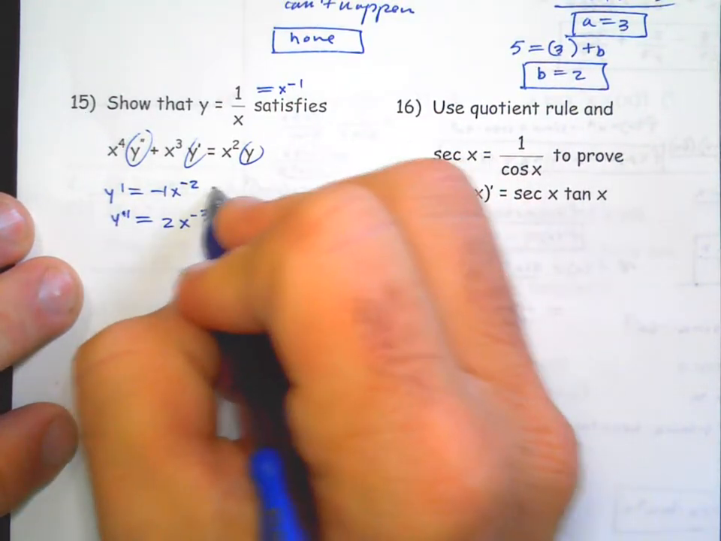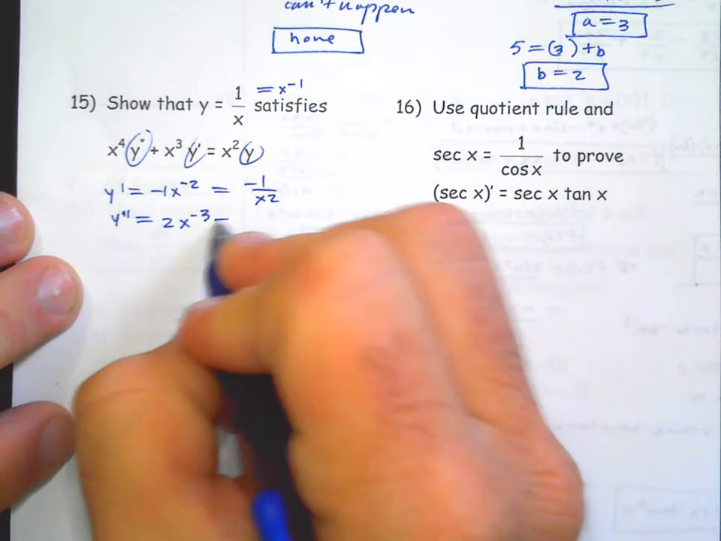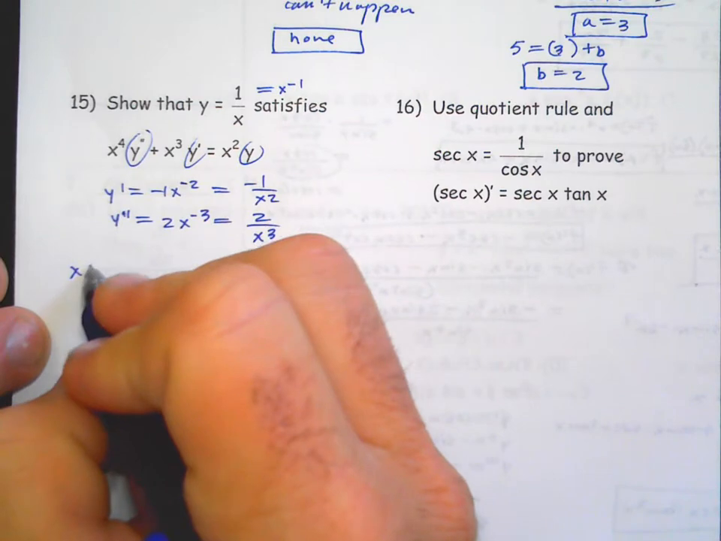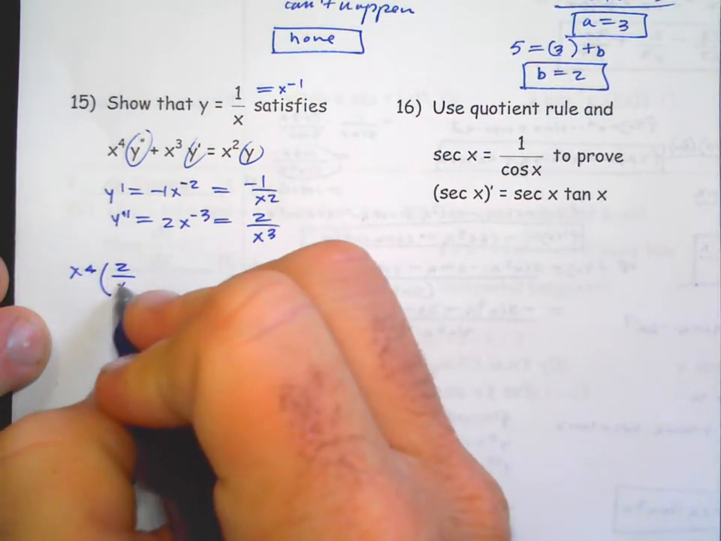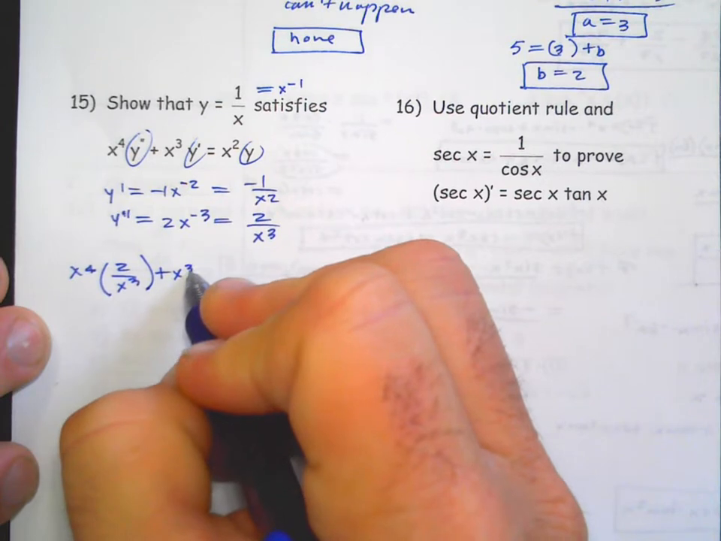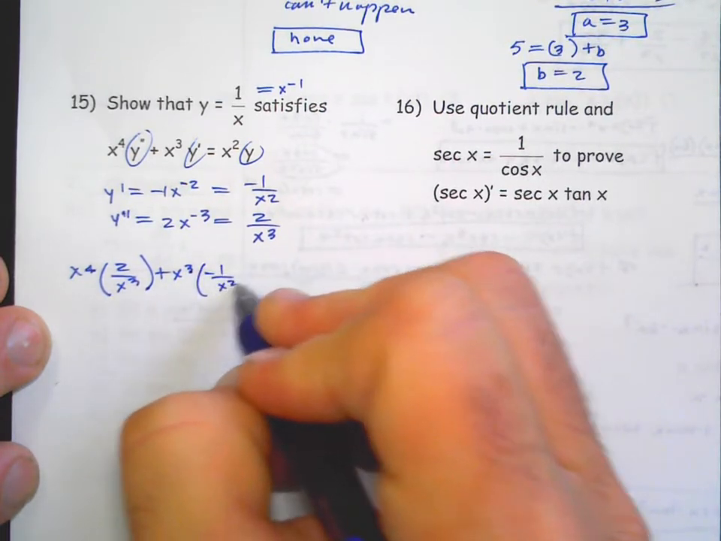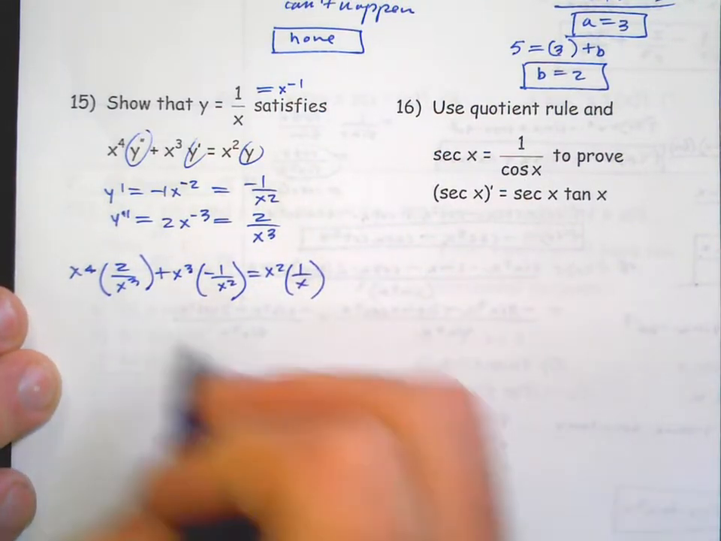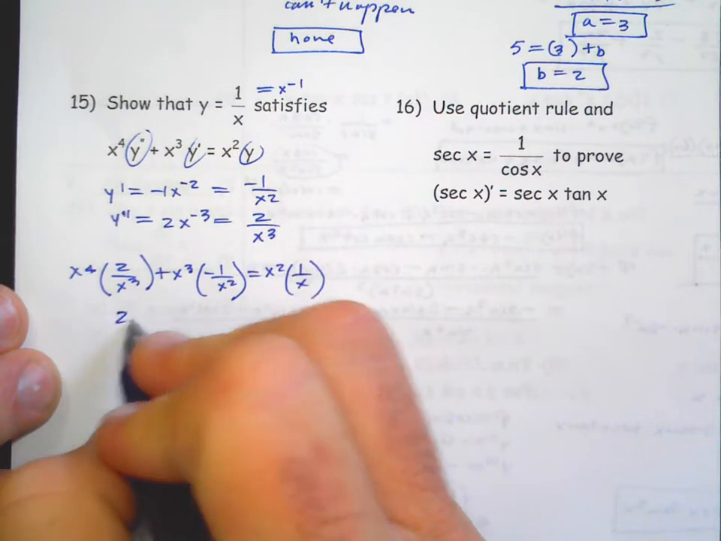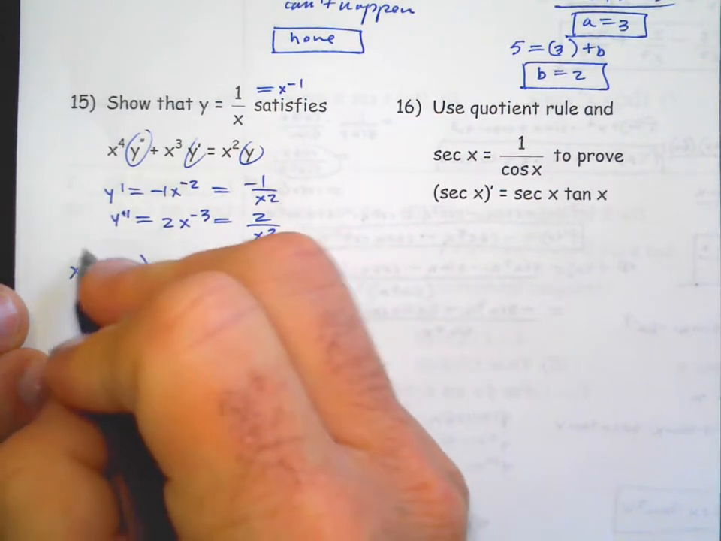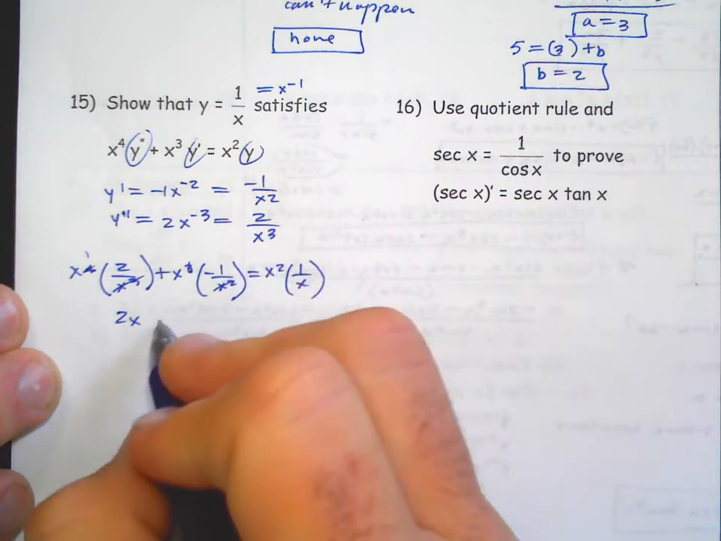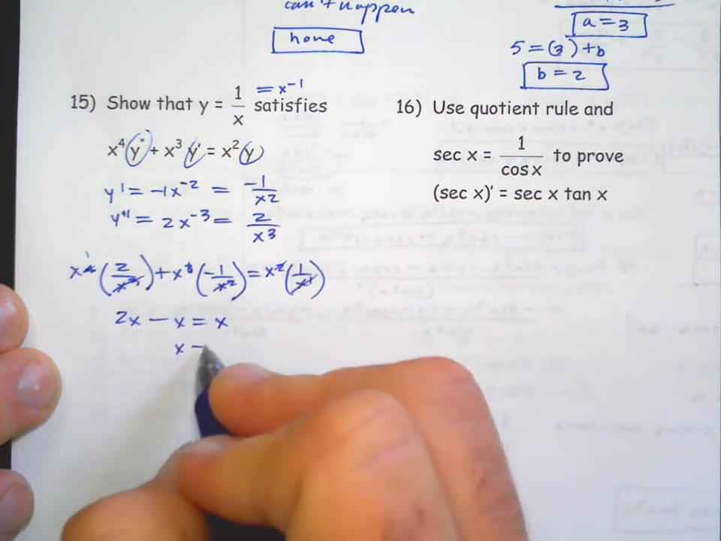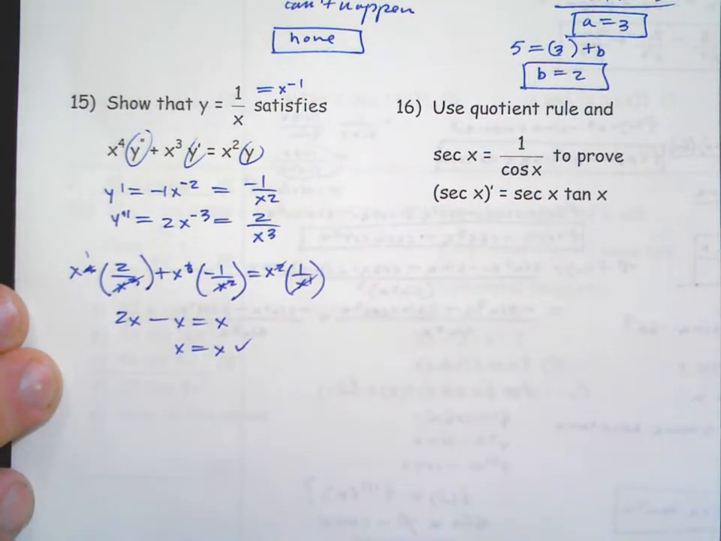Now we could change them back to fractions. The negative exponents are just really helpful for derivatives. So if we're going to plug all these things in, so we have x to the 4th times 2 over x cubed plus x cubed times negative 1 over x squared equals x squared times 1 over x. Simplify it. 2x, right? Minus x equals x. X equals x. Yep. Show it all the way then.